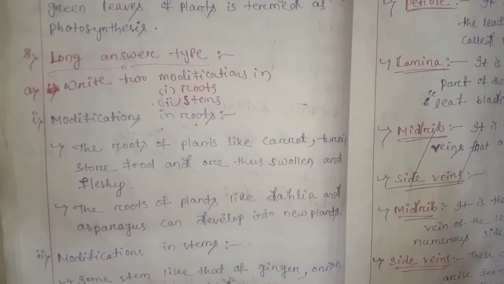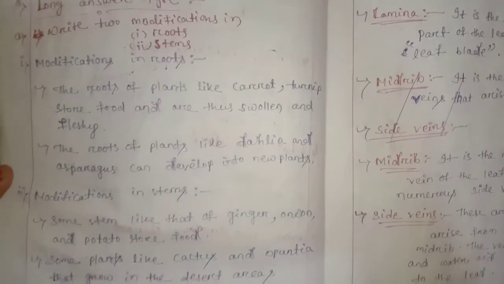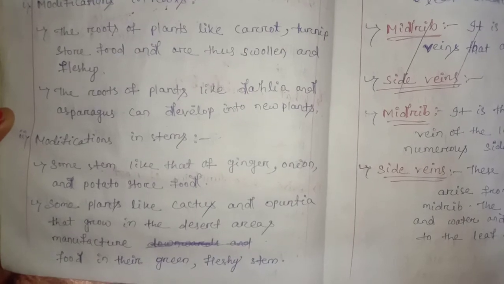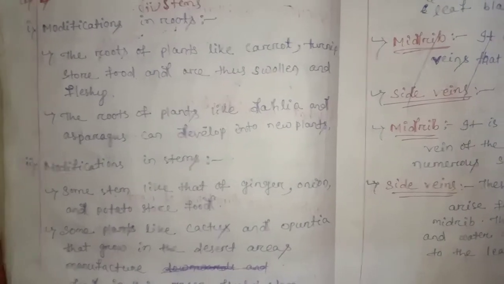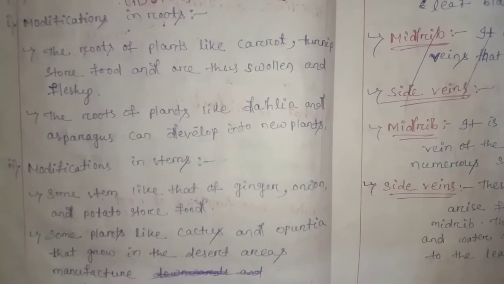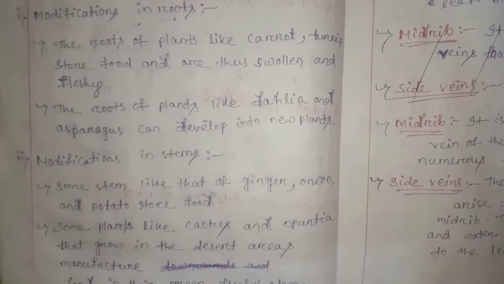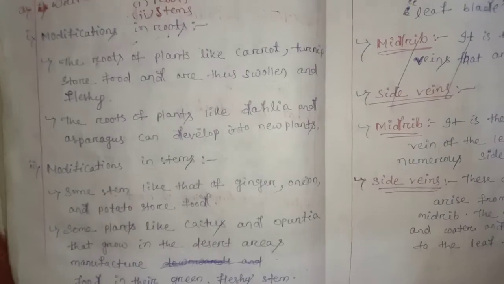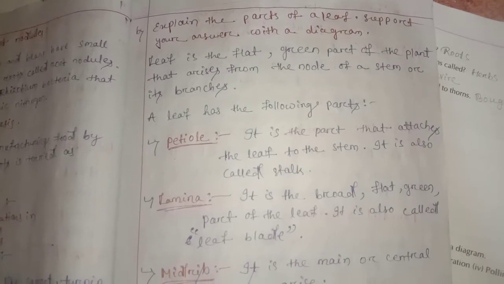Then long answer types: write two modifications in roots and stems. Modification in roots: the roots of plants like carrot and turnip store food and are swollen and fleshy. The roots of plants like dahlia and asparagus can develop into new plants. Then modifications in stems: some stems like that of ginger, onion and potato store food. Some plants like cactus and opuntia that grow in desert areas manufacture food in their green fleshy stem. B. Explain the parts of a leaf. Support your answer with a diagram.